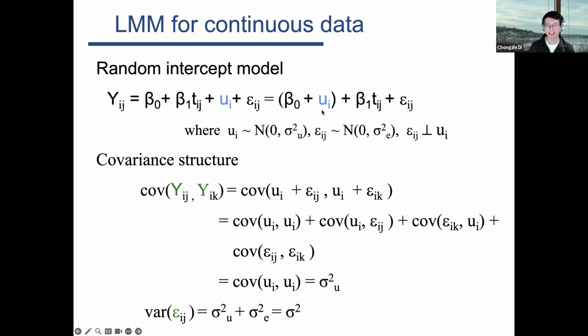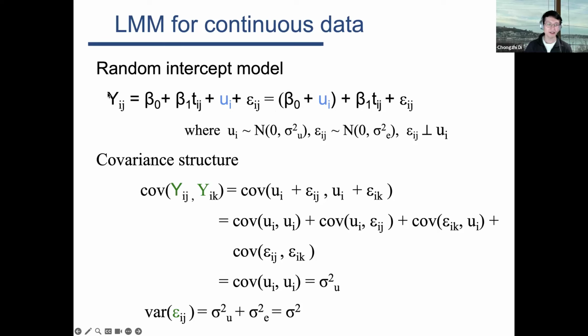Now what this is saying is that for each individual i, it's still a linear growth curve, and the slope of the growth curve, beta 1, is the same across all individuals, but the intercept for the ith individual is specific. It's beta 0 plus Ui. So the intercepts for subject i and j are very different.